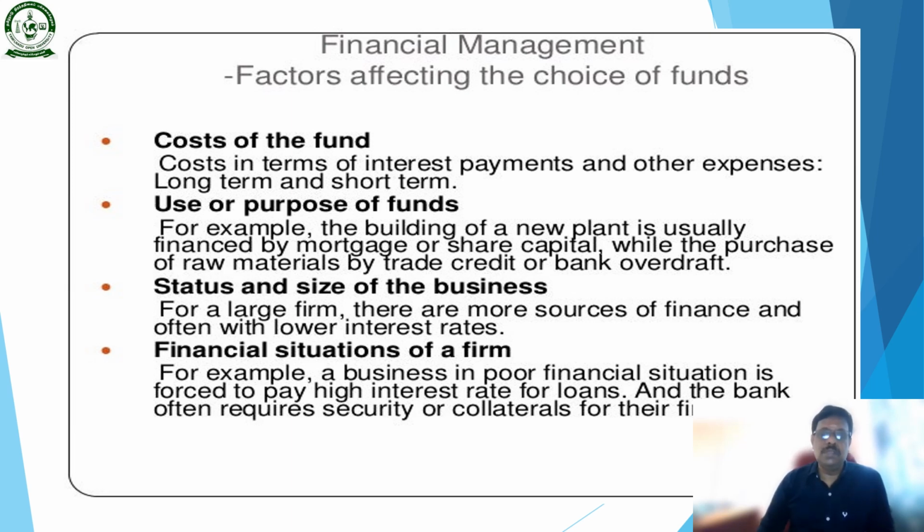Status and size of the business. For a large firm, there are many sources of finance, so they can procure loans or finance at lower interest, whereas a small firm will seek only short-term finance. Financial situation of a firm. For example, a business in a poor financial situation is forced to pay a high rate of interest for debt funds, and the bank often requires security and collateral for its funds.